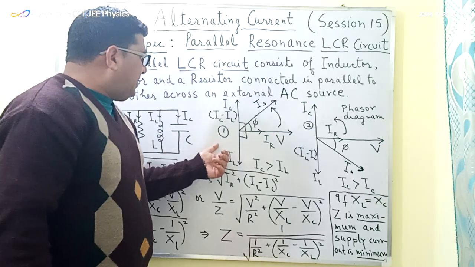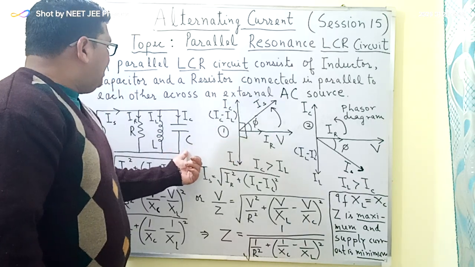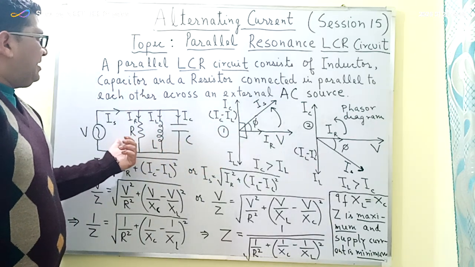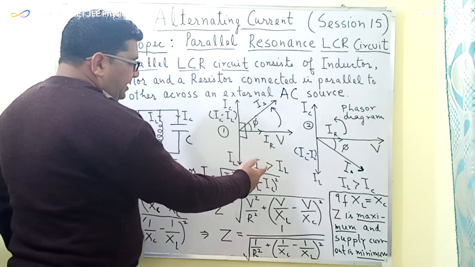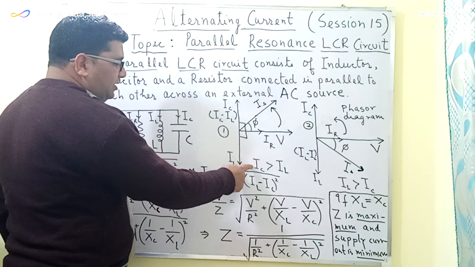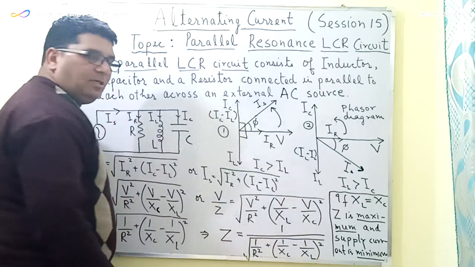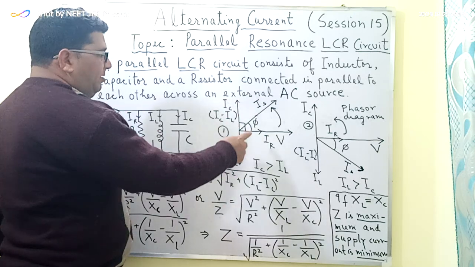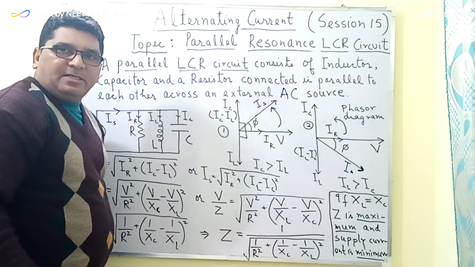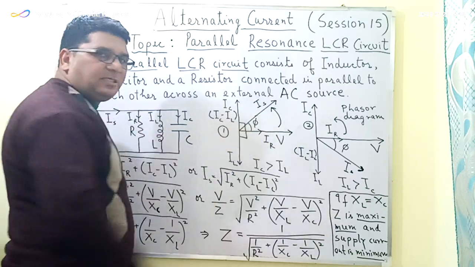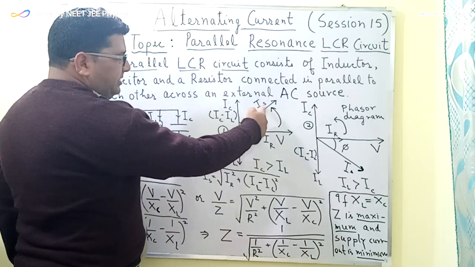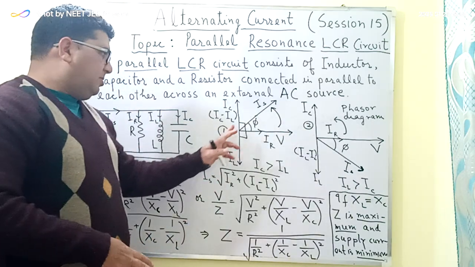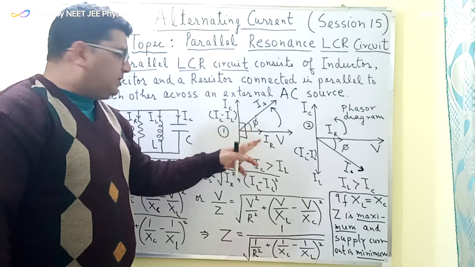ये फर्स्ट डायग्राम एक फेजर डायग्राम है of this parallel LCR circuit. तो फर्स्ट केस में क्या है कि the current through the capacitor is more than the current through the inductor. उस केस में क्या होगा कि this is the phasor diagram which you will get. Now the phasors in the phasor diagram rotate counterclockwise as per the international standard, and these arrows which I have made here depict the direction of the rotation of the phasors.